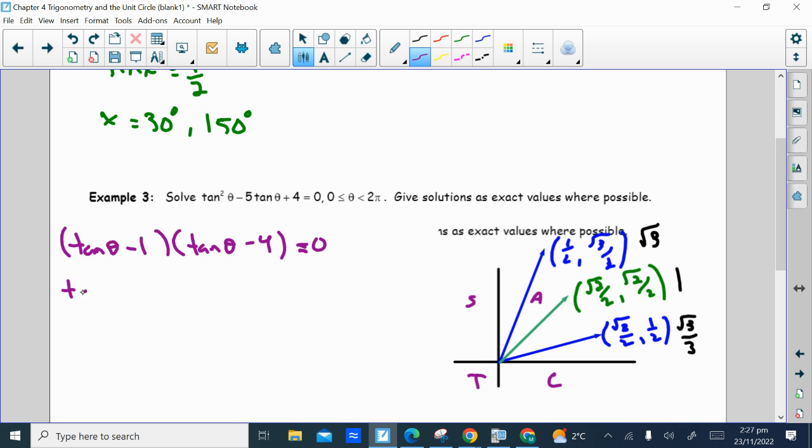So our solutions now come where each factor equals 0. And so for that first factor, that'll be where the tan of theta equals 1. For the second factor, that'll be where the tan of theta equals positive 4.